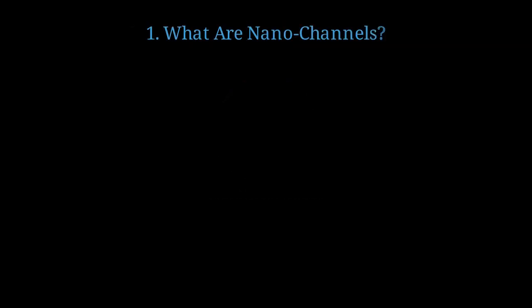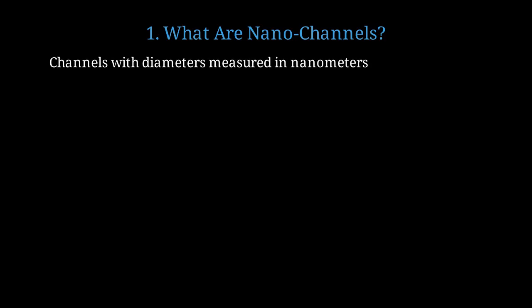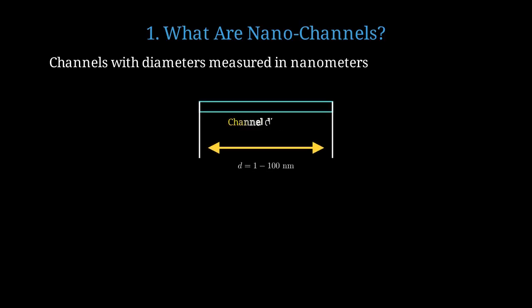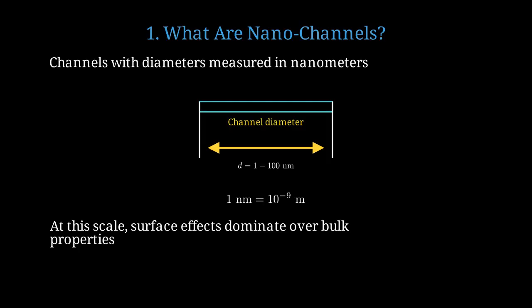First, let's understand what nanochannels are and why they're special. Nanochannels are tiny tubes or passages with diameters measured in nanometers, that's billionths of a meter. Here's a simplified view of a nanochannel. The diameter typically ranges from 1 to 100 nanometers. To put this in perspective, 1 nanometer equals 10 to the negative 9th meters. At this incredibly small scale, the properties of surfaces become far more important than the bulk properties we're used to in everyday life.